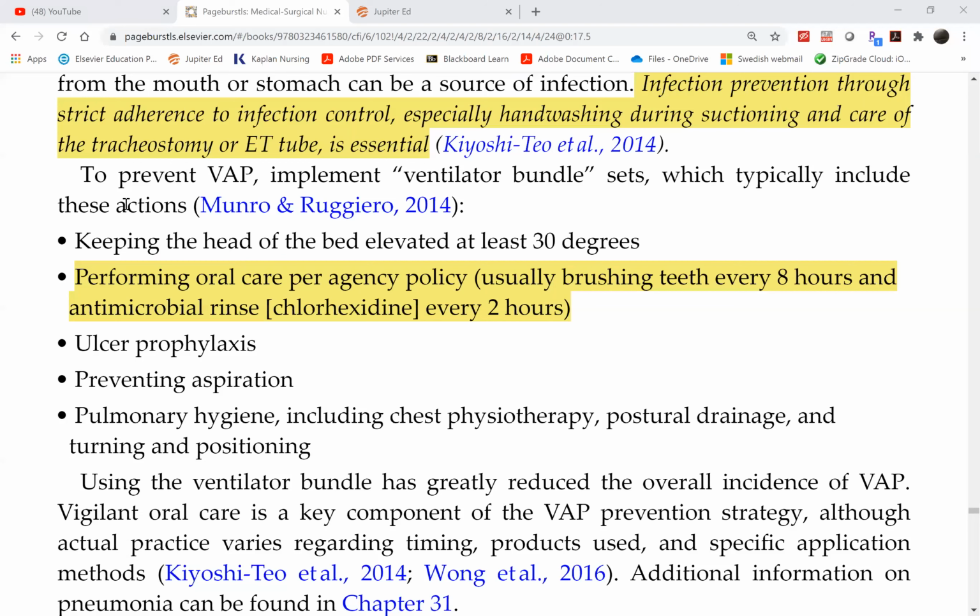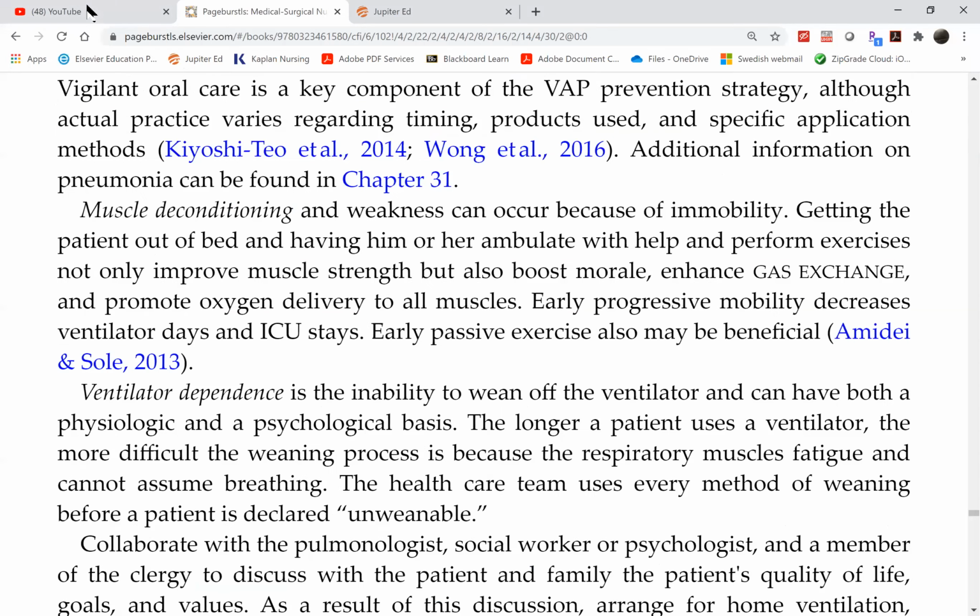The others are self-explanatory, muscle deconditioning. Remember that the longer the patient remains on the ventilator, the harder it is to wean them off of it. So always attempt weaning, because otherwise the patient will become ventilator dependent, and they'll just go downhill from there. Muscle deconditioning will follow. We're not just talking about the skeletal muscles, the legs and the arms, but the diaphragm as well.